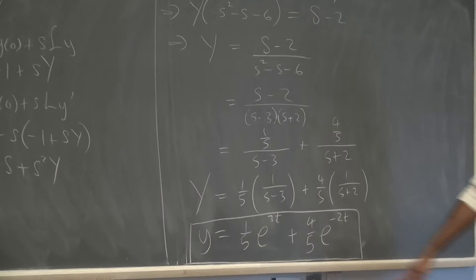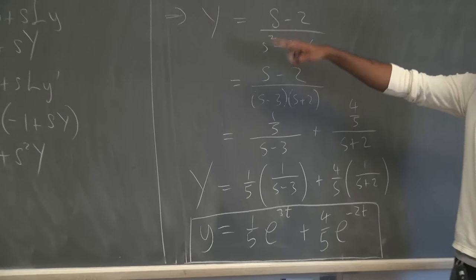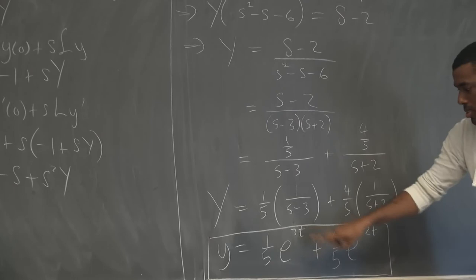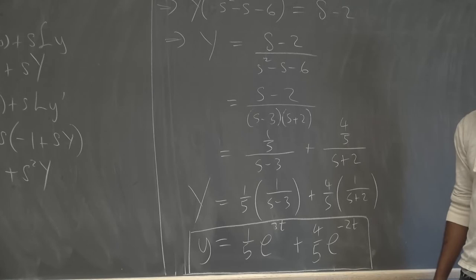Notice that our C1 and C2 are already solved for. They've been built in the whole time from here. If you did this with undetermined coefficients, you would have factored r squared minus r minus 6. You would get r equals 3 or minus 2. You get e to the 3t, e to the minus 2t, with C1 and C2, then you have to differentiate, plug those guys back in, and then you find them. So if we have a non-homogeneous equation, we do the same thing. Instead of equal to 0, it would be equal to something else.